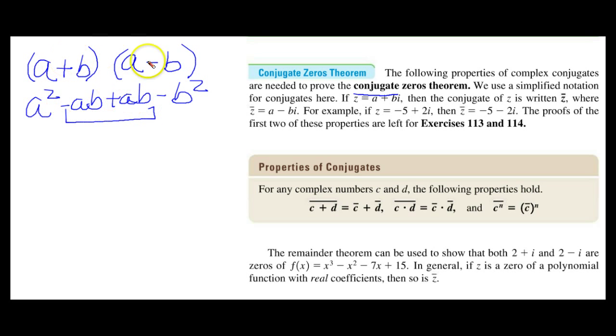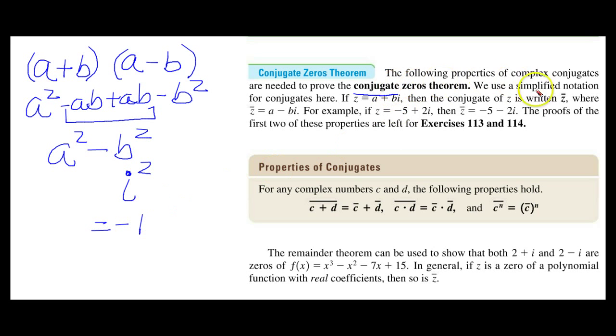So whenever we multiply conjugates, we end up with the difference of perfect squares. This is very useful in doing imaginary numbers, because anytime we have an i squared, which will come out of this, this is equal to a negative 1. i squared by definition equals negative 1. And then we convert from imaginary numbers into real numbers.